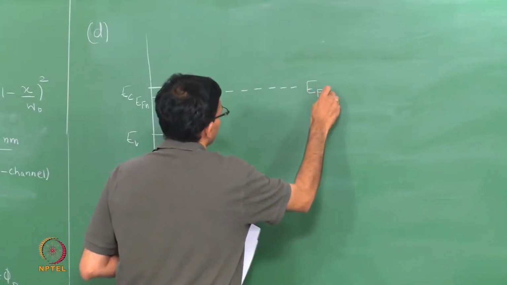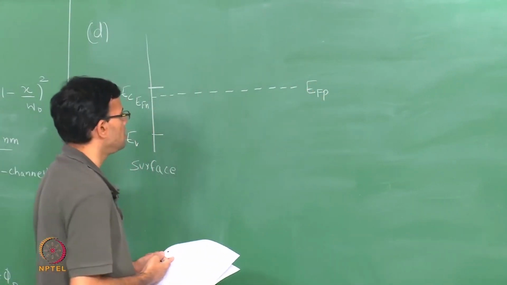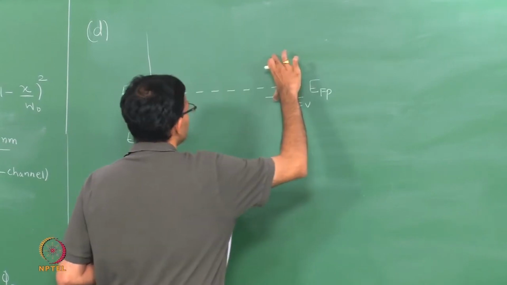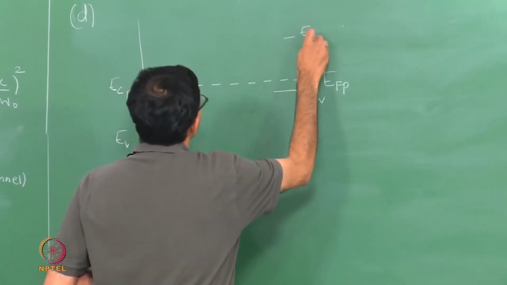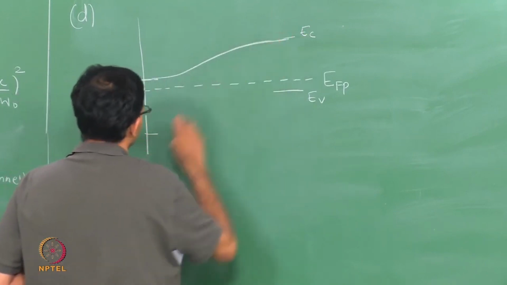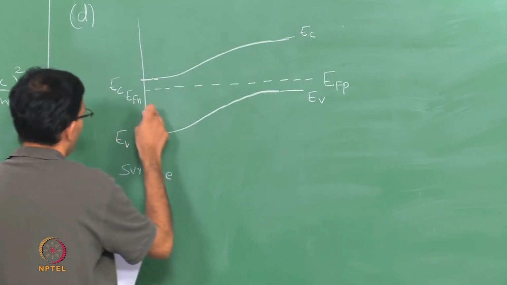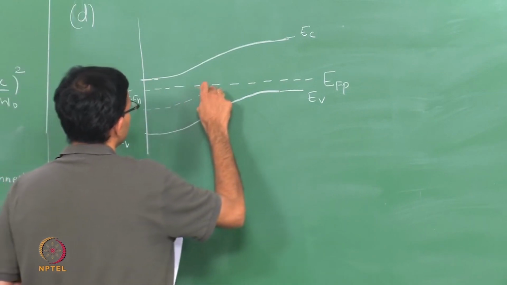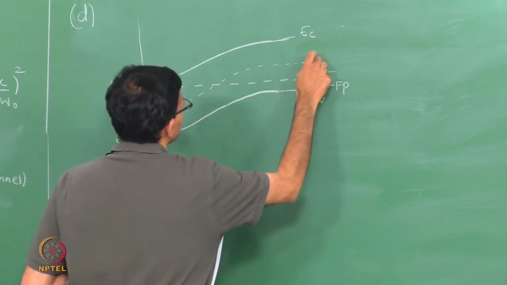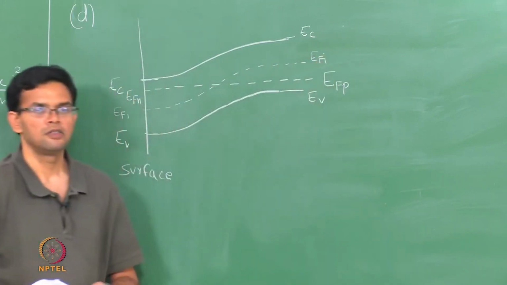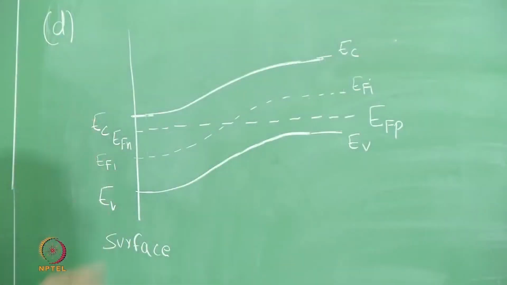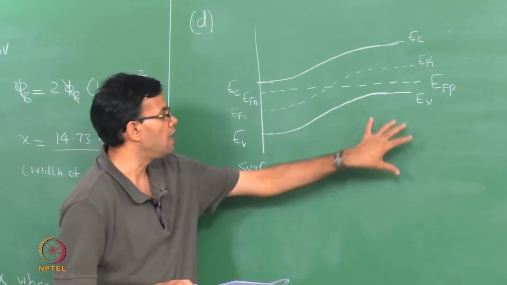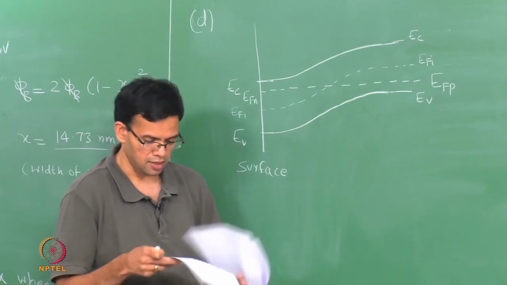So, within the bulk you have a p type material. This is essentially EFP, this is EV, this is EC. You can also draw EFI. EFI should be at the center. So, this represents how your band diagram changes as you go from the bulk to the surface. Part C is something that I missed.